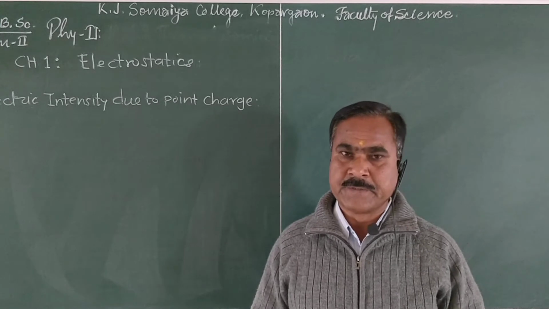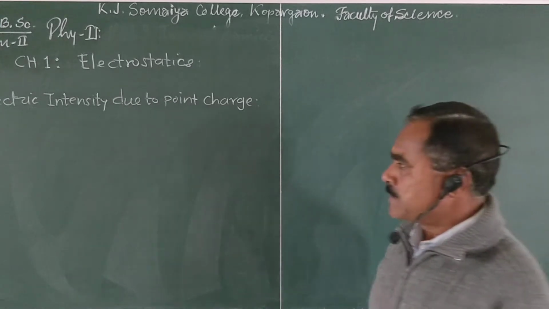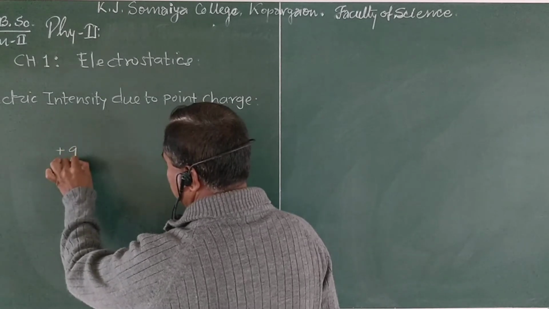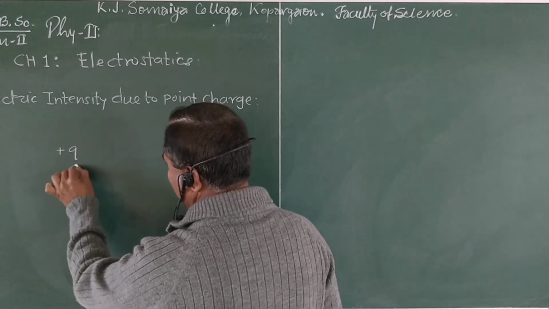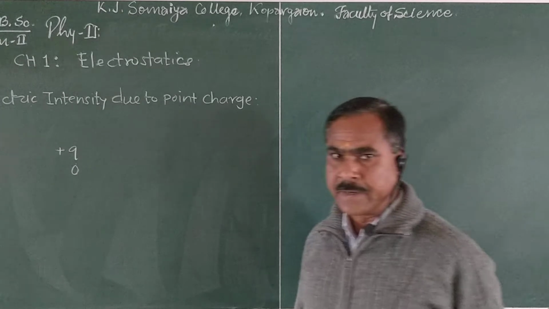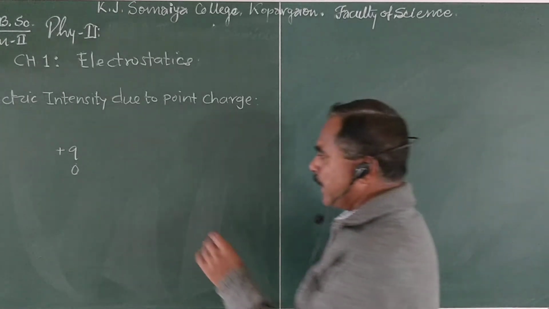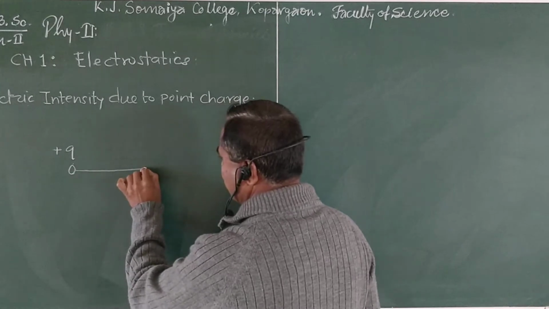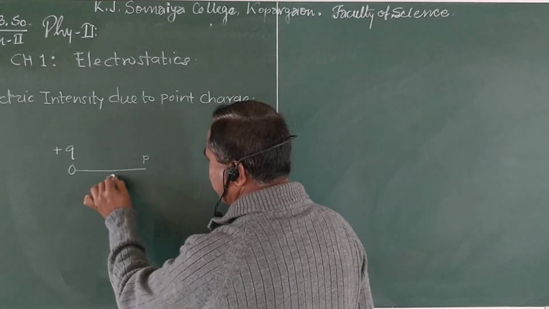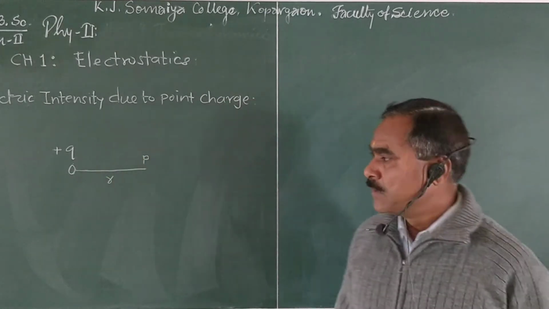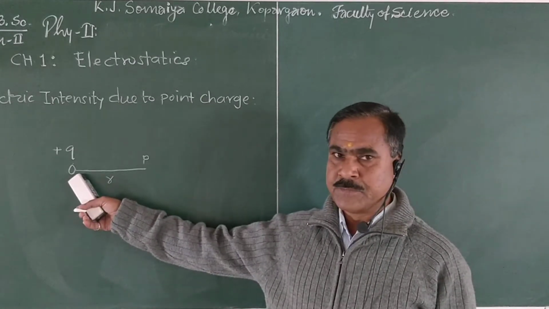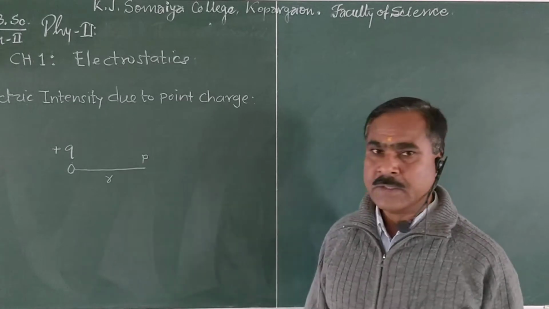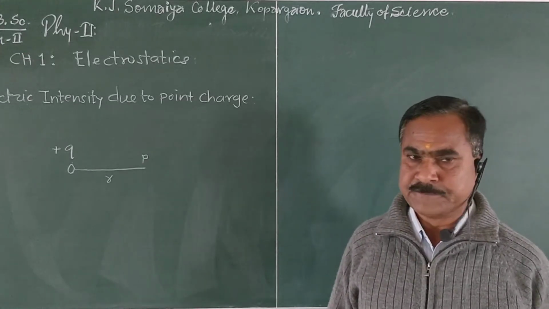So we consider a charge plus Q at point O in air, right? Then we consider the point P at distance R from charge plus Q, where we have to calculate the value of electric intensity.